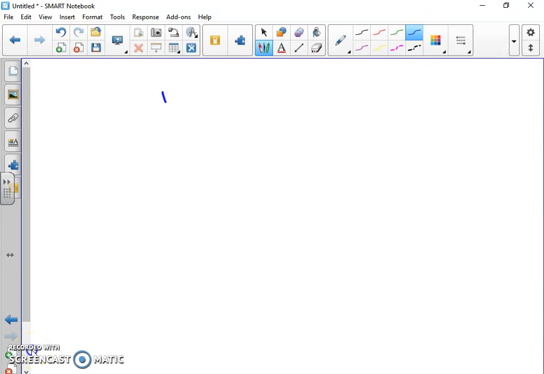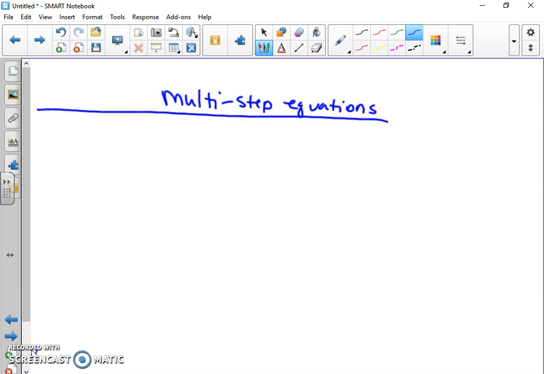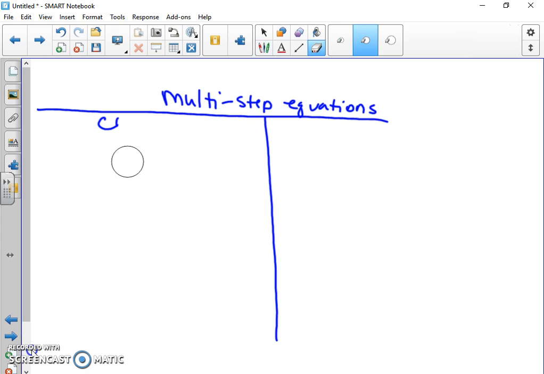Okay, today you're going to learn about multi-step equations. I loaded a handout, and if you can print it out, print it out. If you cannot, you can still do the work. So again, we're still going to work on this side, and then we're going to check it over here.